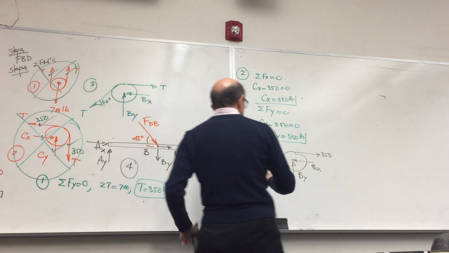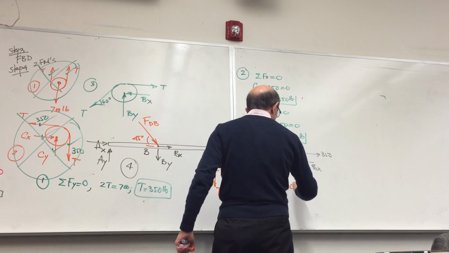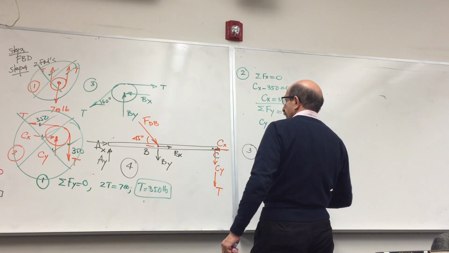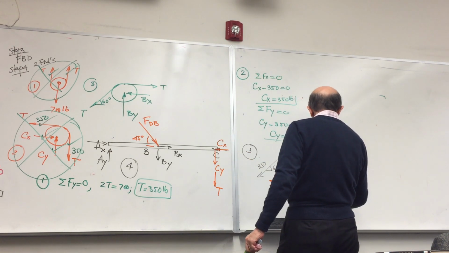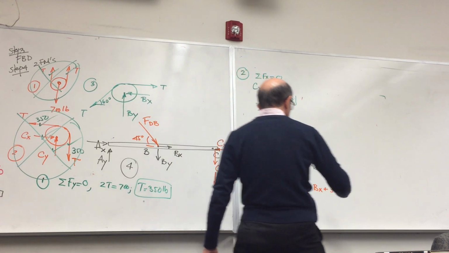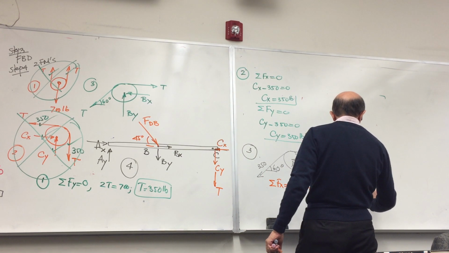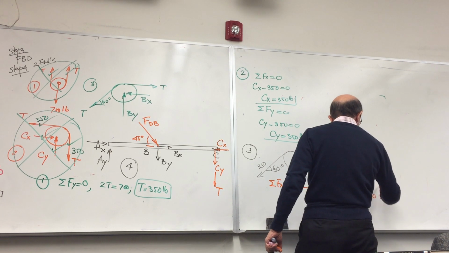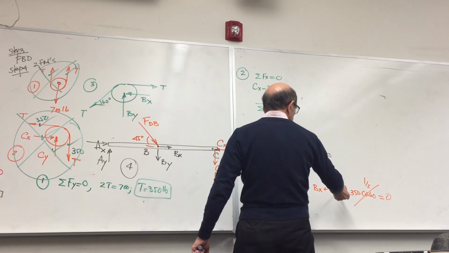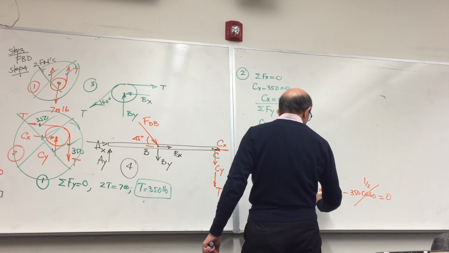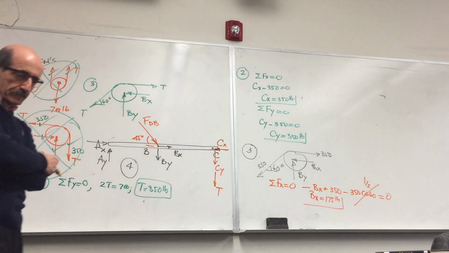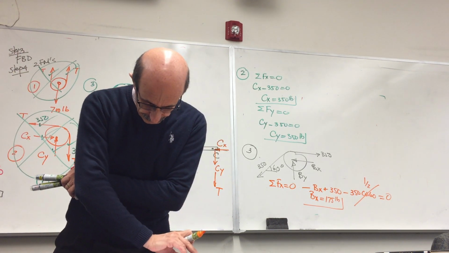So, summation of forces along x is equal to 0, right? You have negative Bx, plus 350 minus 350 cosine of 60, right? Cosine of 60 is 1/2. So you have 350 minus 175, which is 175. Bx would be 175 pounds. Which I believe I have that right here.